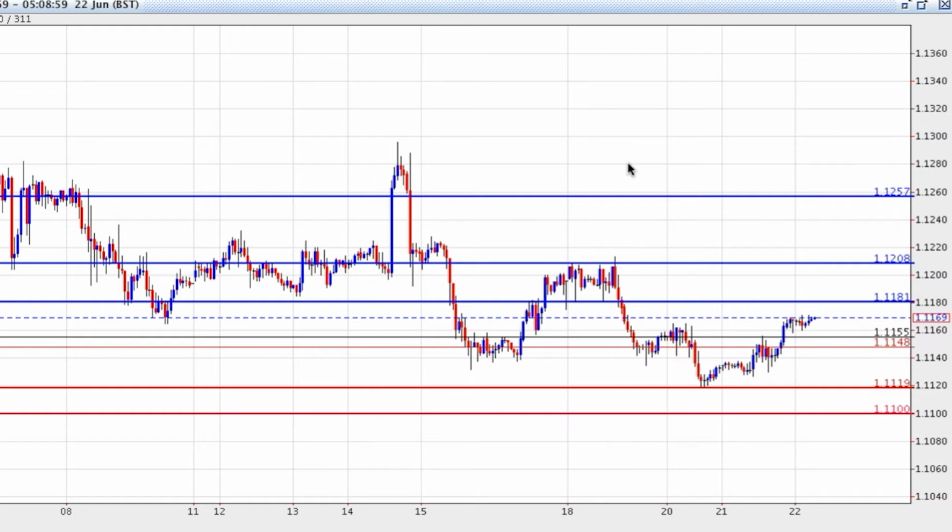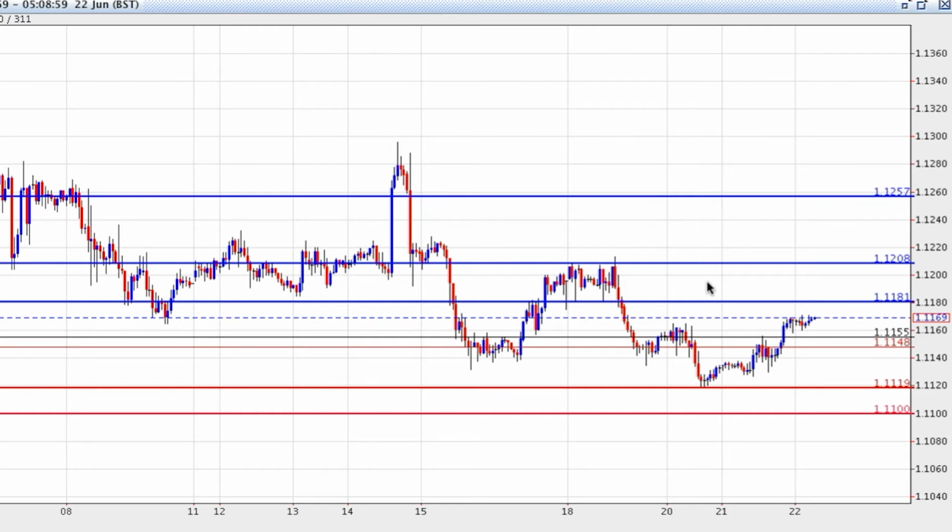If we move to the key technical levels going forward, the calculated daily pivot point sits at 111.55. We're currently trading above it and we're moving towards technical resistance around the 111.80 area. If we were to move above the 111.80 area, then we start moving towards the Monday price high around the 112.10 region.